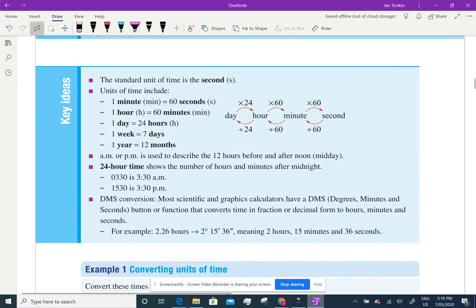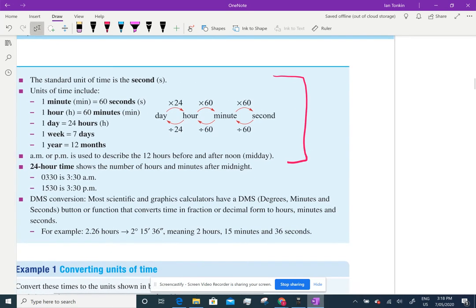Now, let's have a look at our units of time, and you need to make some notes here. So I'd pause the video and just quickly write those notes there. So pause it now, quickly write them. Okay, so now you're back with us. Most of you will have known that there are 60 seconds in a minute, 60 minutes an hour, 24 hours in a day, 7 days in a week, and 12 months in a year.